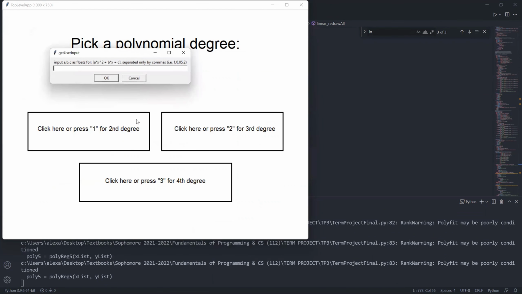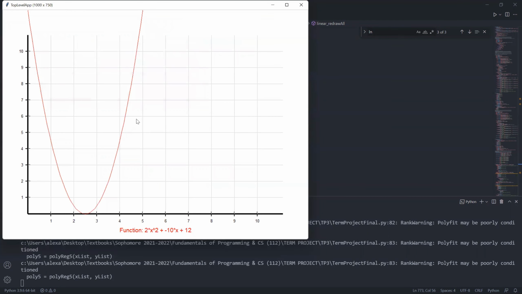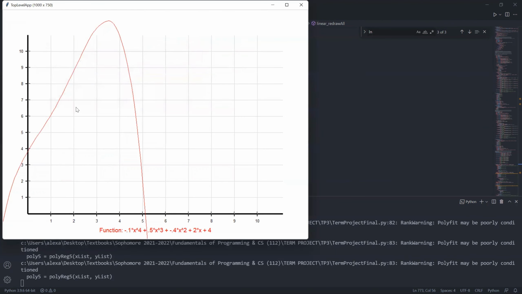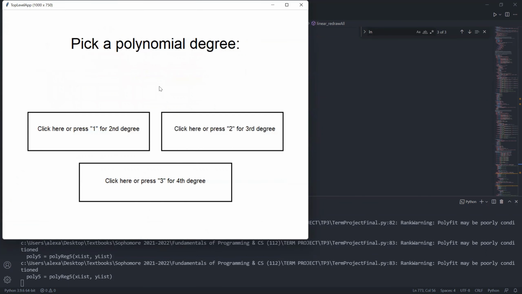You can also do different polynomials, say 2, -10, 12 for a quadratic, or you could do a fourth degree. For example, let's do -0.1, 0.5, -0.424. I'm just pulling out some numbers, and there you go. It'll graph that for you as well.